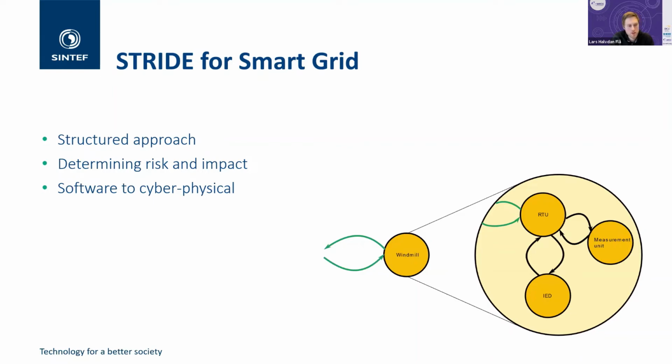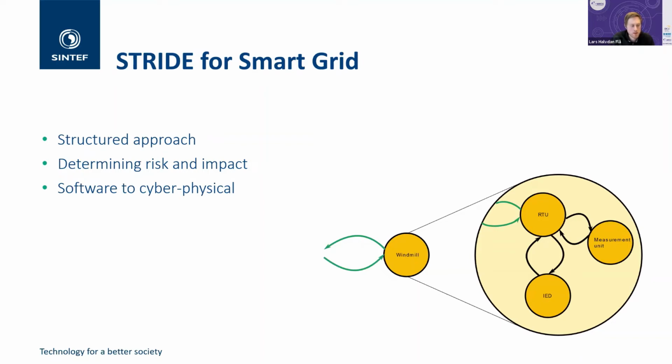A problem of STRIDE is that it does not help in evaluating the probability or the impact of the different threats. So this is left entirely up to the team performing the threat modeling. And this is also a hard thing to do. For instance, one may argue that the impact of a threat may depend on what sort of redundancy is present in the grid at the electrical level.